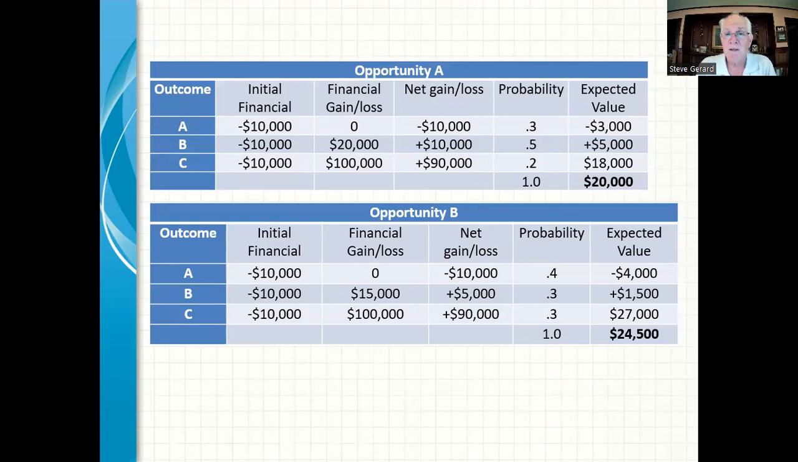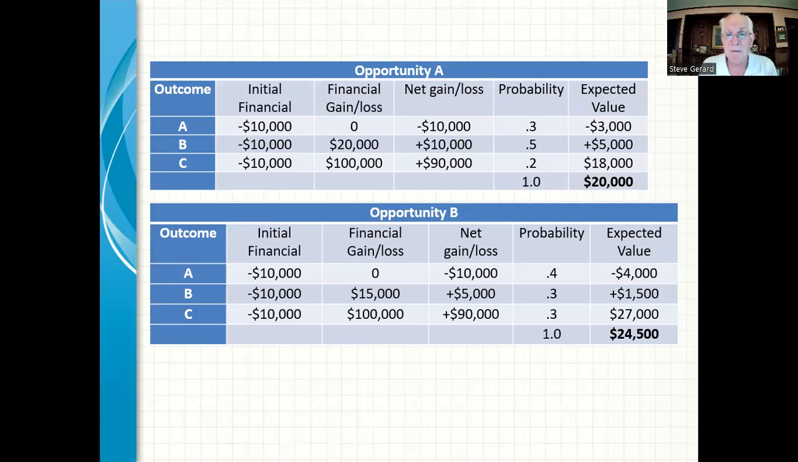Option B, you gain $10,000. I mean, you gain 20, but you put $10,000 down, so you only get 10,000 additional dollars back, and there's a 50% chance of that happening. And outcome C, you get $100,000 now again, but the net part of that is only 90,000. There's a 20% chance of that, and you add those up, -3 plus 5 plus 18,000, and you get $20,000. That's the expected value for opportunity A.